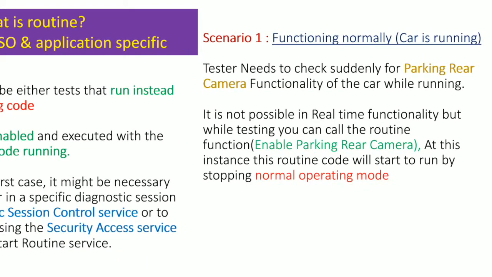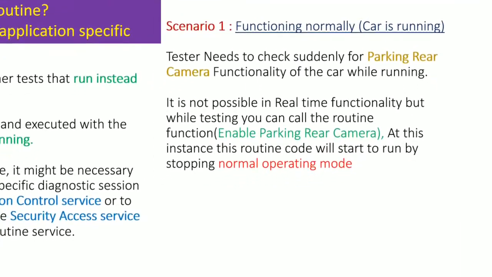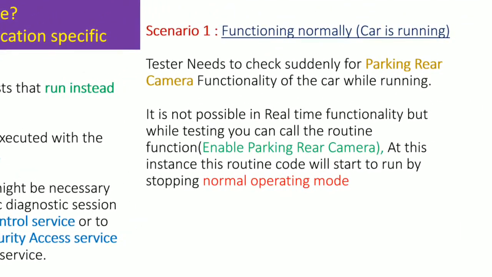That is, the car is running. The scenario is that the tester needs to suddenly check the parking rear camera functionality of the car while running. For example, if you are driving a car and suddenly you want to see the parking rear camera, is it possible? No, it is not possible in real-time functionality, but while testing you can do it. How we can do it is, while the running functionality is enabled, at that time you can suddenly call the parking rear camera functionality by the routine.